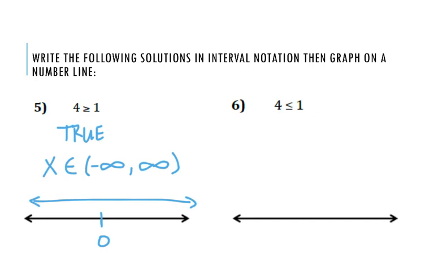Okay, so number 6, 4 is less than or equal to 1. Well, 4 is not less than 1, right? This is false. So 4 is equal to 1 is also false. So this is a false statement. So in interval notation, we're going to have a circle with a line through it. So there is no solution to this inequality. And to graph, well, we don't graph it because there's nothing to be graphed.